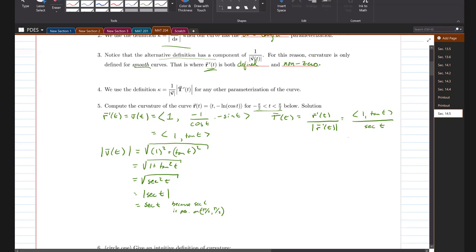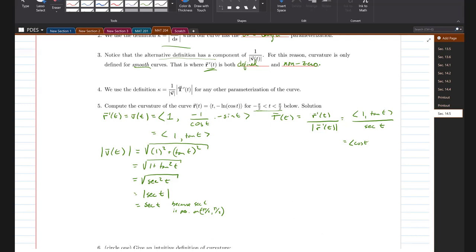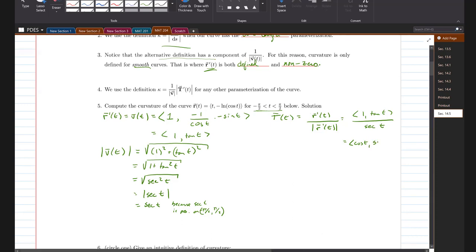And we can clean that up to be 1 over the secant, which is the cosine of t. And if I divide tangent by secant, that's inverting and multiplying, so we're multiplying tangent by cosine, and we're just left with sine of t.